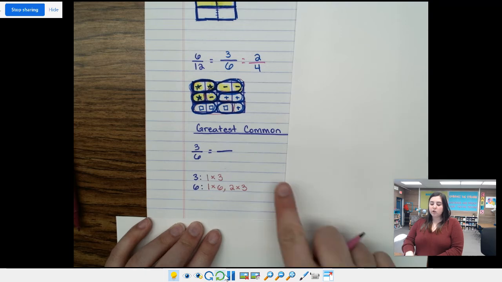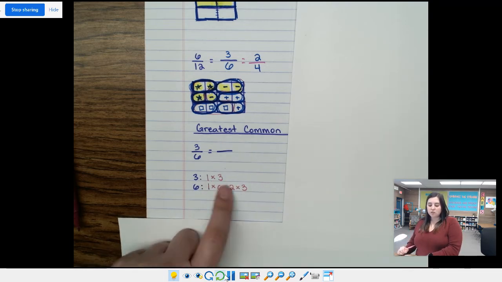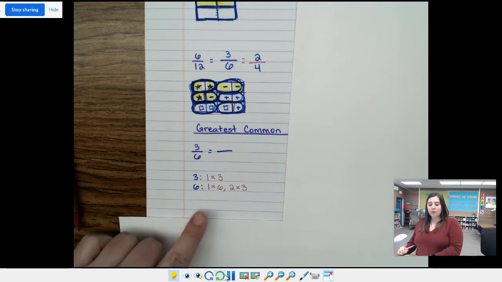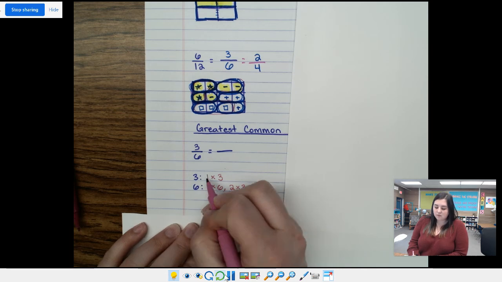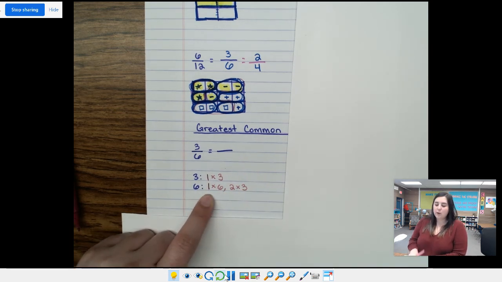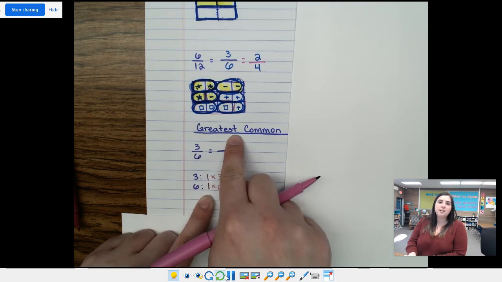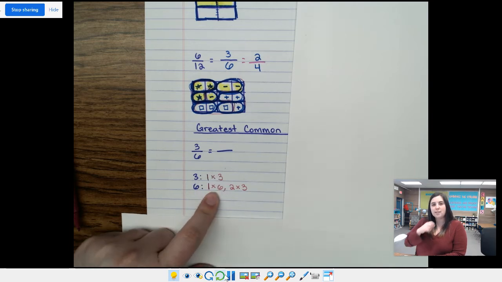So here's where that greatest common factor part comes in. I'm looking at all my factors here. I want to find one that they have in common. And I don't just mean like all of them are going to have 1. I don't want 1. I want the number that's the greatest they have in common. So I see 1 is in common. Are there any other numbers that are on both lists?